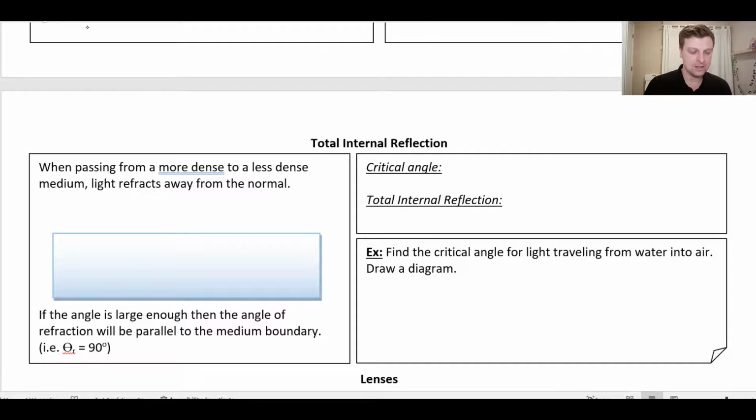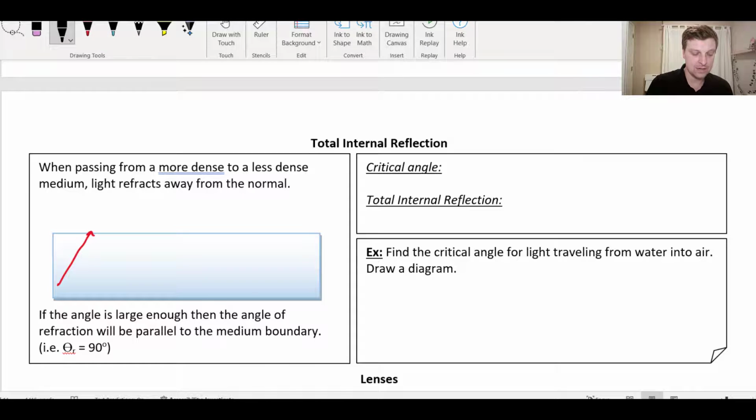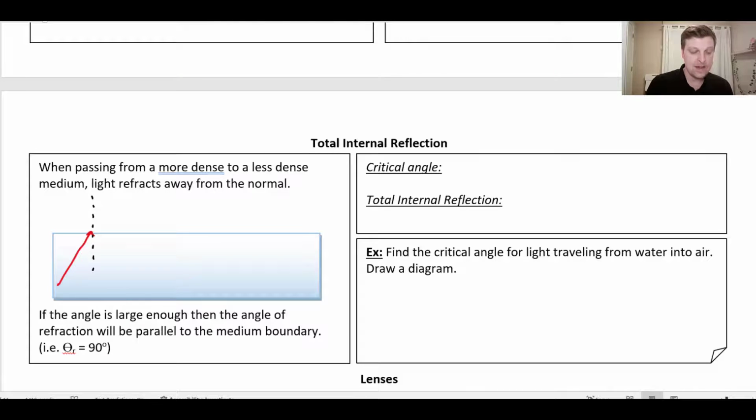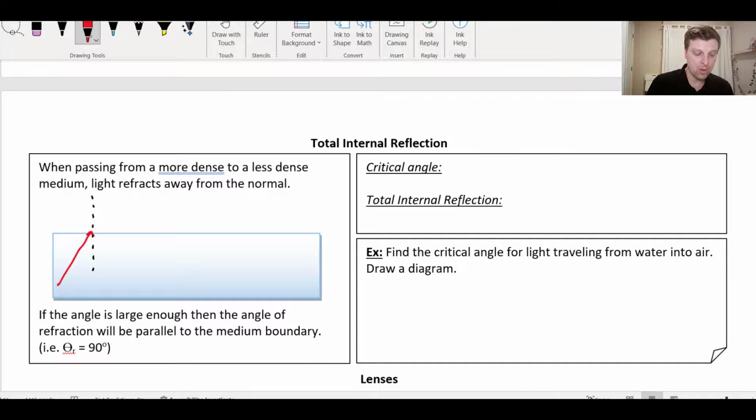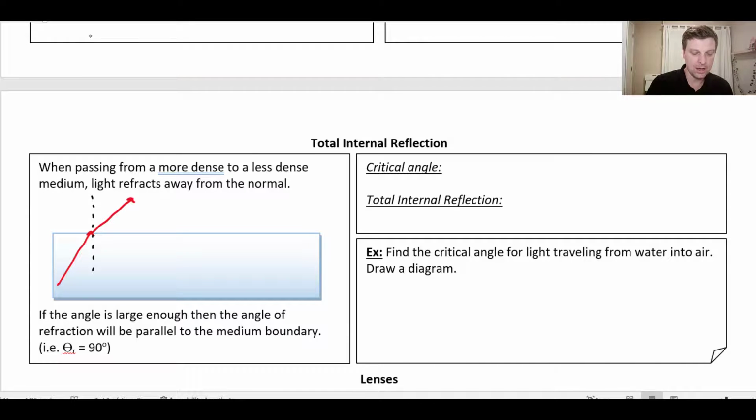Okay, and so imagine this laser is traveling along in the glass and it strikes the surface of the glass and goes into air. Now, we know that it's going to bend away from the normal, because we're going from more dense to less dense. Well, what happens if we increase that angle?